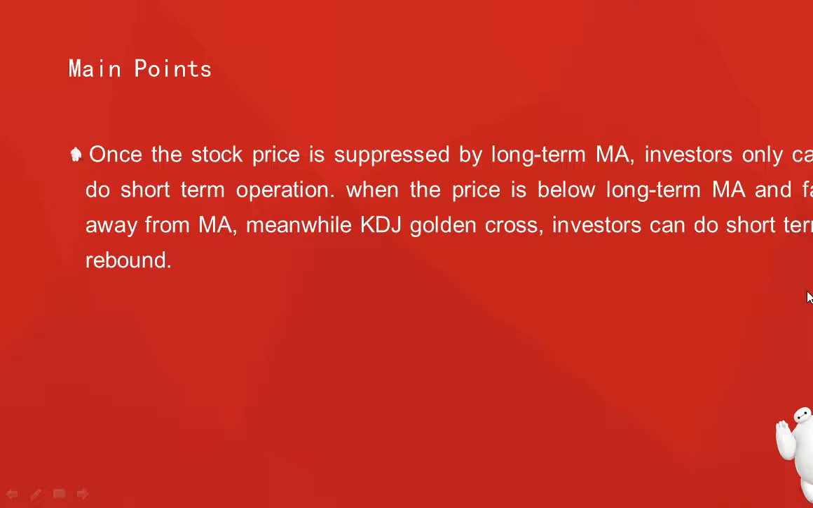Then we can see the main points. Once the stock price is suppressed by the long term moving average, investors can only do short-term operation when the price is below the long-term moving average and far away from the moving average. Meanwhile, with a KDJ golden cross, investors can do a short-term rebound. So what does that mean? Because we can combine it with the long-term moving average, okay?